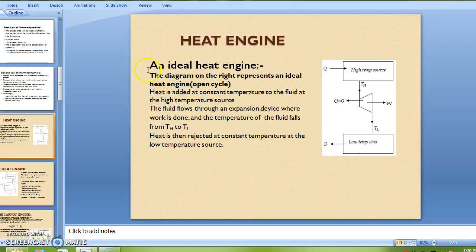Heat engine. In this, an ideal heat engine is also called an open cycle heat engine. Heat is added at constant temperature to the fluid at the high temperature source. The fluid flows through an expansion device where work is done, as the temperature of the fluid falls from TH to TL. Heat is then rejected at constant temperature at the low temperature source.